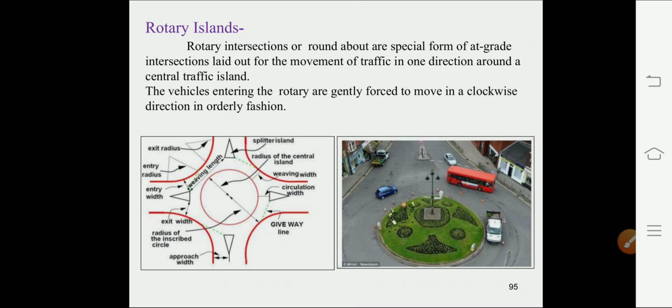If the vehicle has to take a turn, it has to move all around this roundabout. This helps to eventually reduce the accidents, head-on collisions. The vehicles entering the rotary are generally forced to move in the clockwise direction in orderly fashion. Okay, so generally along the roundabouts you have to always move in a clockwise direction.